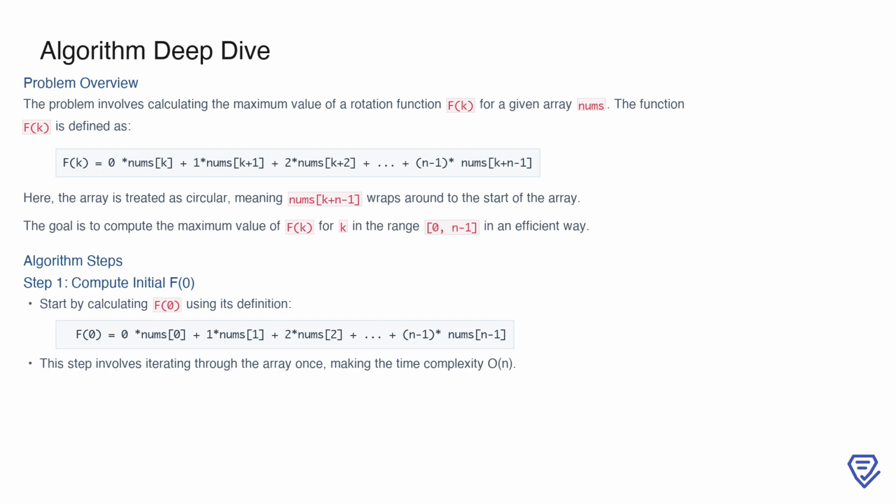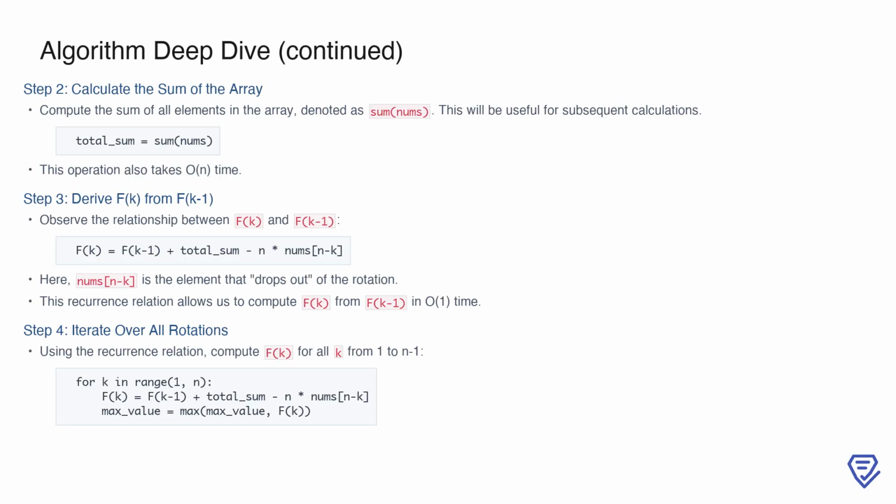First, we compute the initial value f(0) using its direct formula, which involves iterating through the array and summing the weighted contributions of each element. This gives us a baseline to build upon for further calculations. After calculating f(0), the next step is to compute the total sum of all elements in the array, denoted as total_sum. This will be a critical component in reducing redundant calculations.